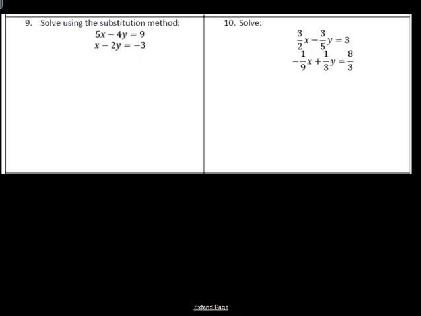Now here at number 9, we have to solve using our substitution method. So I'm going to take x minus 2y is equal to negative 3, and I'm going to get the x all by itself first. So I'm going to do a plus 2y to both sides. I now have x is equal to 2y minus 3. I'm going to go back to my other equation, and instead of putting x in there, I'm going to plug in 2y minus 3.